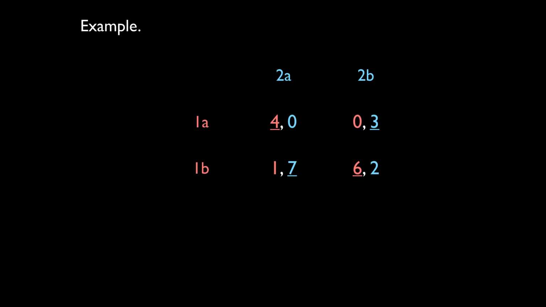Similarly, let's take a look at this game. Is there a Nash equilibrium in this game? If 2 plays A, what's 1's best response? The 4, right? If 2 plays B, what's 1's best response? The 6. That's why I underlined the 4 and the 6. If 1 plays A, what's 2's best response? The 3, so I underline the 3. If 1 plays B, 2's best response is the 7. Is there anything which has both? No, so there's no pure strategy Nash equilibrium.